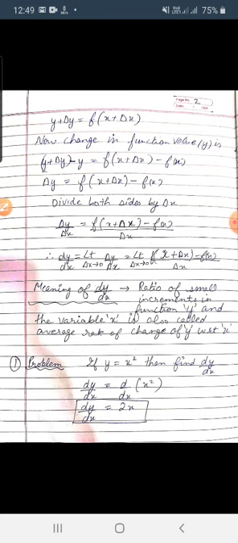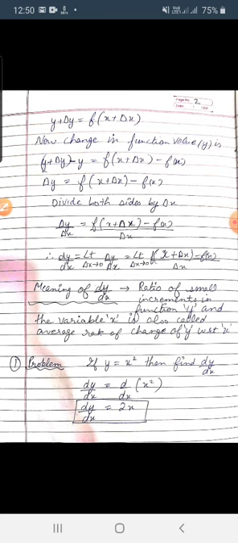Now what is the meaning of dy by dx? It is the ratio of the smallest increment of the function y and the variable x, also called the rate of change of y with respect to x. This dy by dx tells us about the change in the value of y with respect to x. The differential coefficient tells us about that.